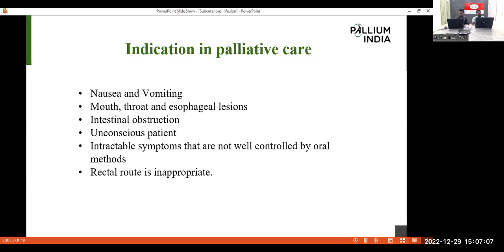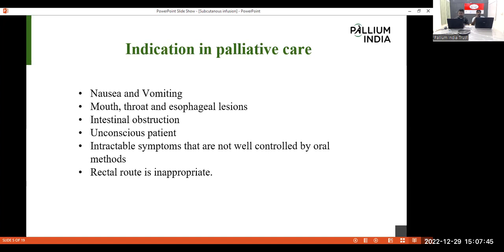Then, already I told, in palliative care the importance of the subcutaneous route of administration is very, very high. First one, nausea and vomiting. If the patient is having severe nausea and vomiting due to the disease condition or the prognosis of the disease, from any cause, the patient is unable to take food and medicine orally. In some cases of cancer related to the gastrointestinal system, due to intestinal obstruction, in some cases fecal matter also comes in the vomitus.